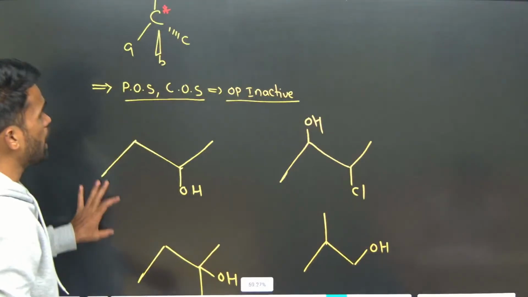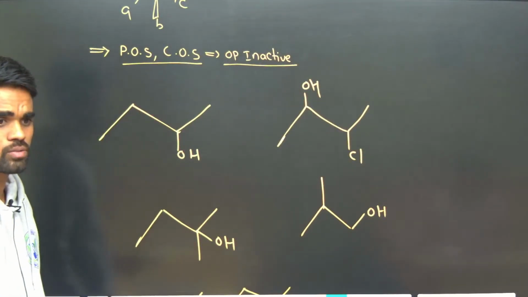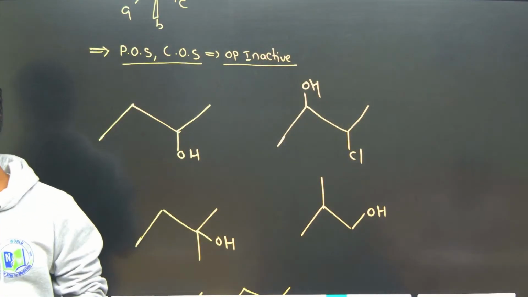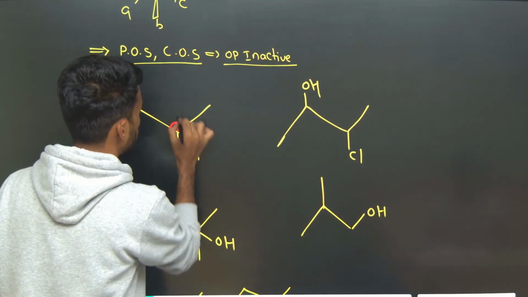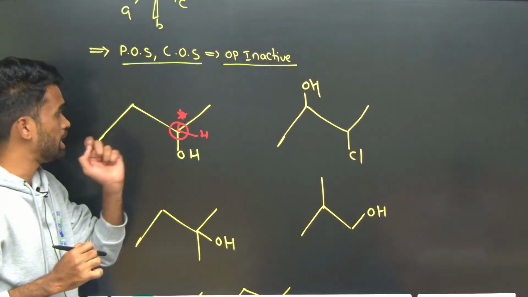Tell me, do we have any chiral center in the first molecule? Identify, yes or no? Yes. Where is it? Here. This carbon is having 4 different groups, so it is chiral. Try to highlight it with a star mark.